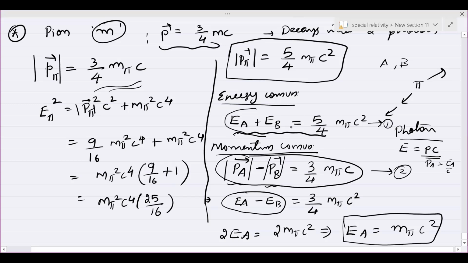So we get two equations connecting the energies. We have to find two energies, so we just solve these equations. Now we can substitute this here or here.